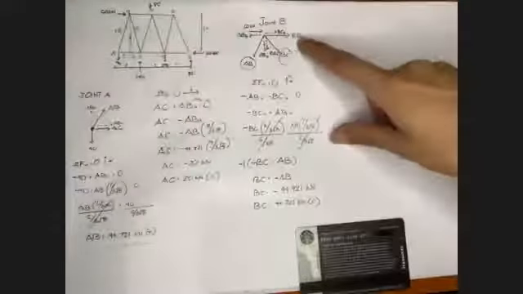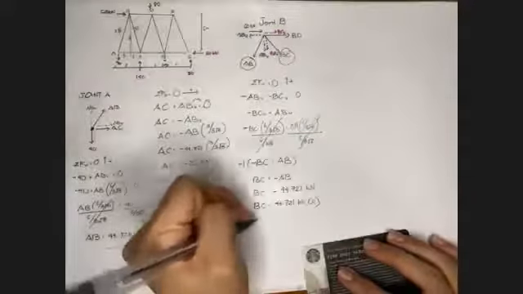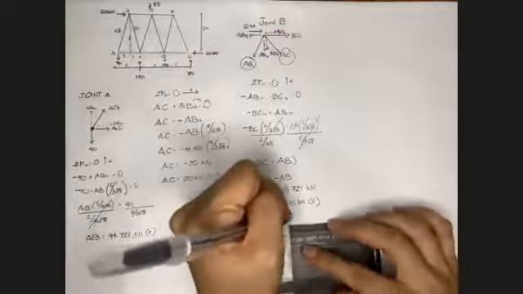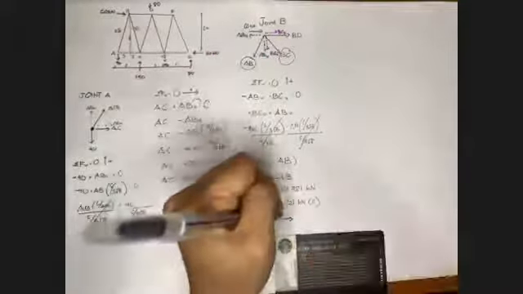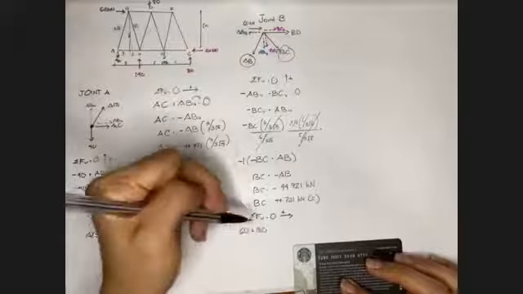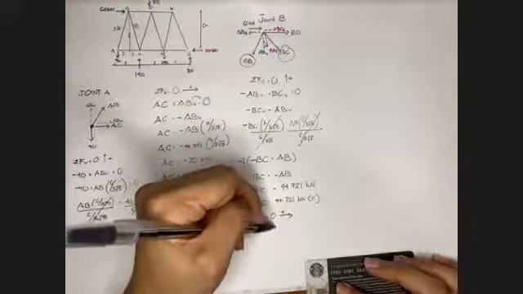Pwede na tayo mag-summate forces horizontal para makuha yung BD. So let's summate forces horizontal equal to 0. And assuming that to your right is positive. So, ano yung mga forces natin dito? We have positive 60. Ayan. Meron tayong positive BD. Ano pa? We have negative. Ayan. Sige. Positive BC.